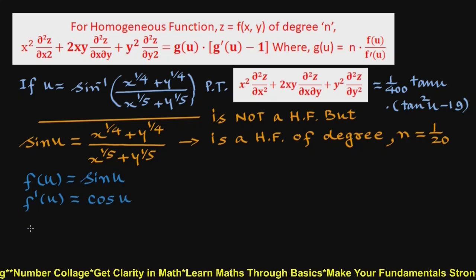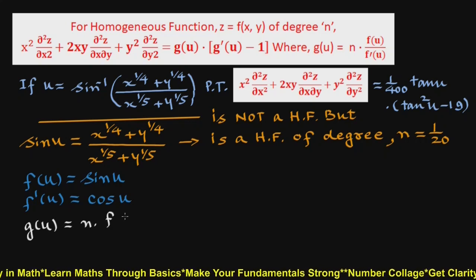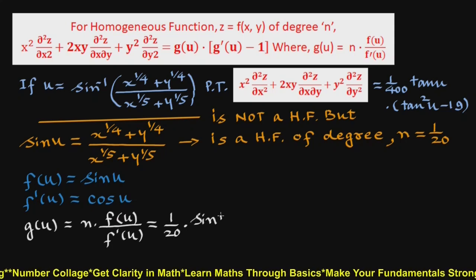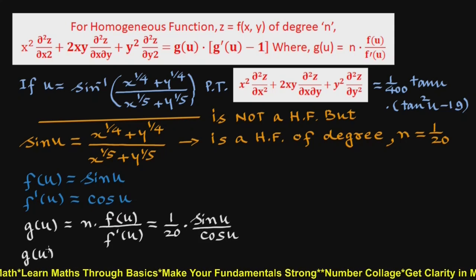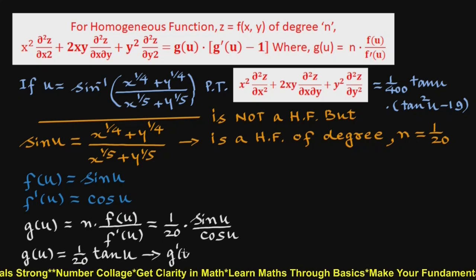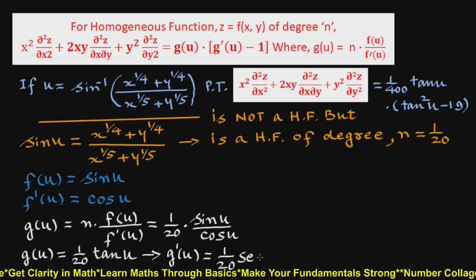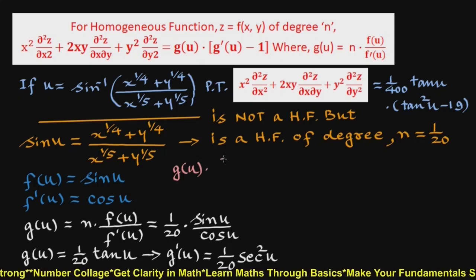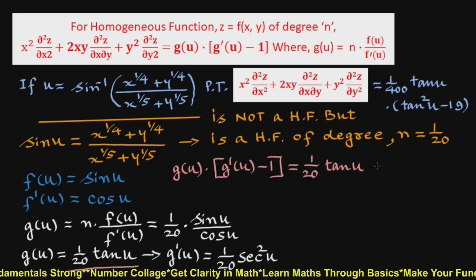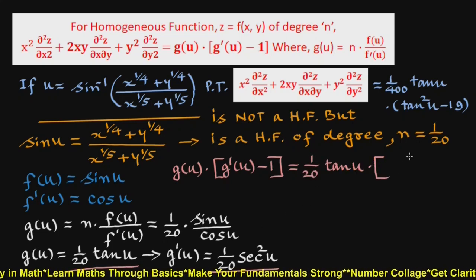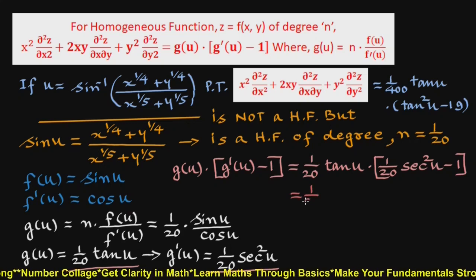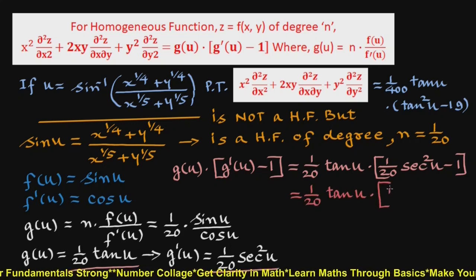Now we have f(u) equals sin u, therefore f'(u) will be cos u. Now we have g(u) equals n into f(u) upon f'(u), so this will be 1 upon 20 into sin u upon cos u, that is g(u) is 1 upon 20 tan u. Therefore g'(u) will be 1 upon 20 sec square u. Now we will evaluate g(u) into g'(u) minus 1. That will be 1 upon 20 tan u into g'(u), which is 1 upon 20 sec square u minus 1.